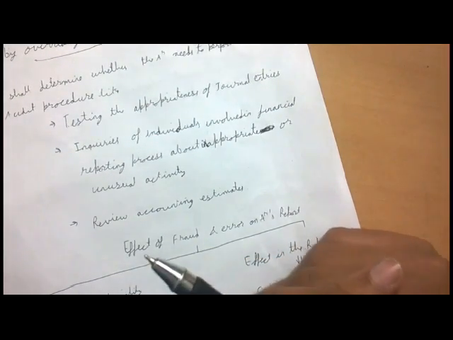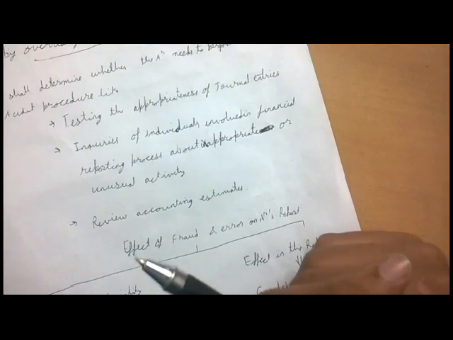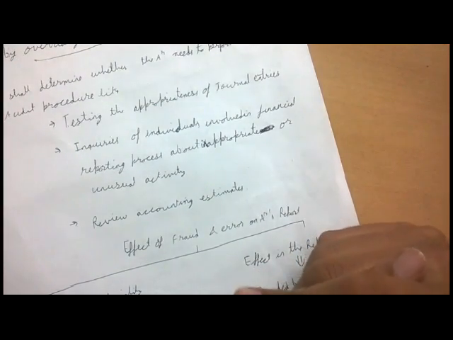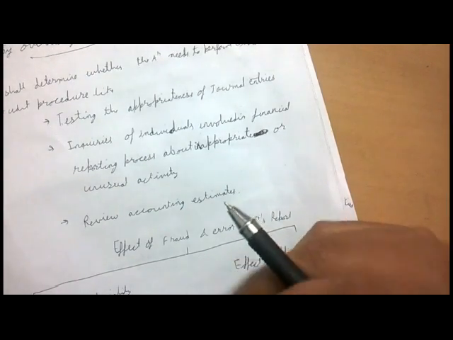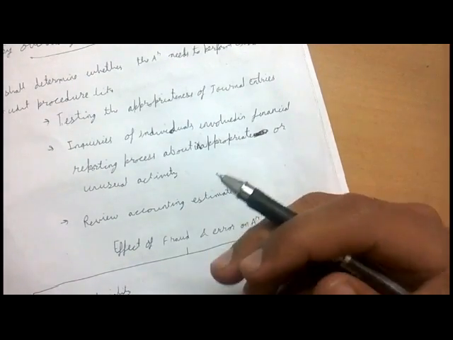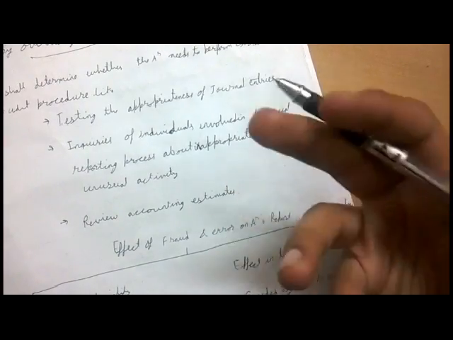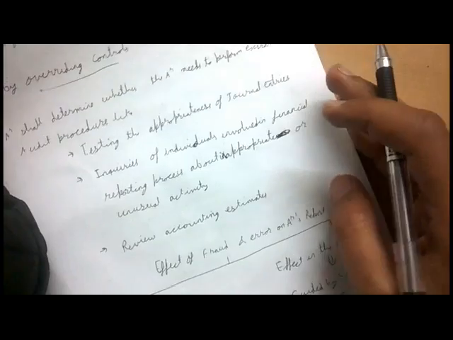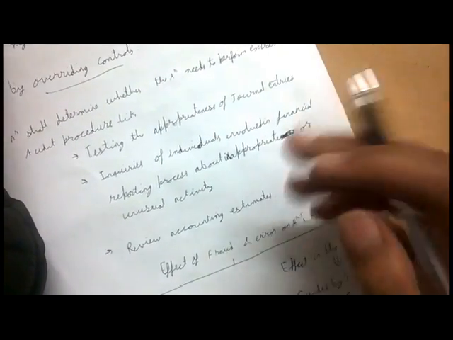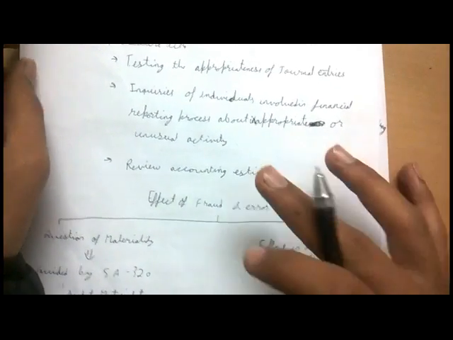Accounting estimates basically include your provision for bad debt. Say, for example, you do not know what your actual bad debts will be, but you make a provision, so this is an estimate. The auditor should review these estimates to see that management is not unnecessarily decreasing the profit by increasing the provision for bad debts. This is another thing which the auditor can do.